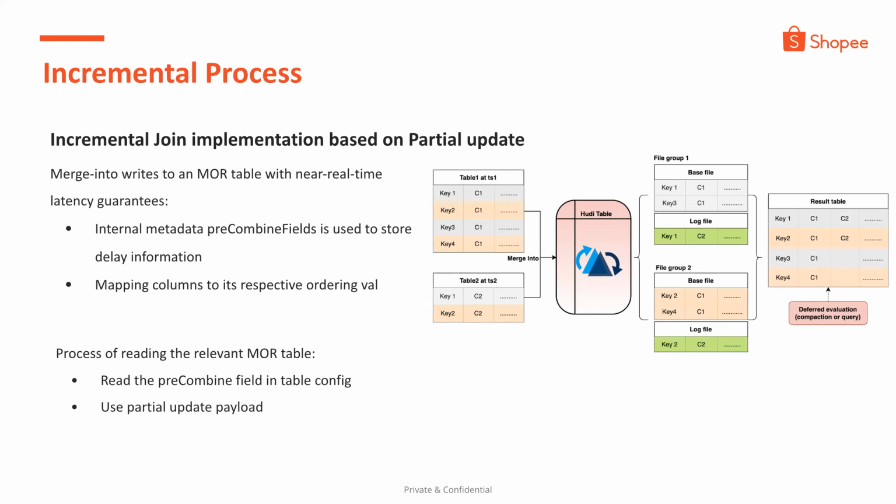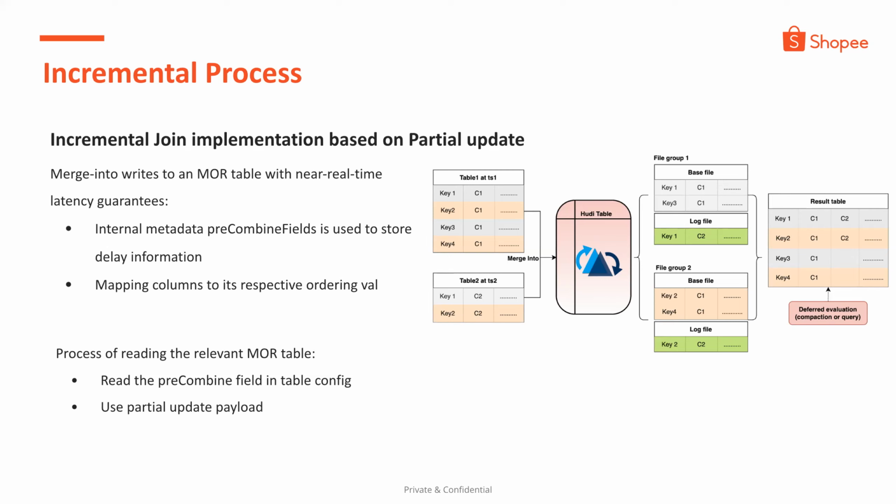The third example is incremental join. How do you implement partial updates such as a large table that is merged by two smaller tables? In this case, we have a result table with two columns, C1 and C2, and the result table is merged by two small tables. Table A only has column C1, and table B only has C2.